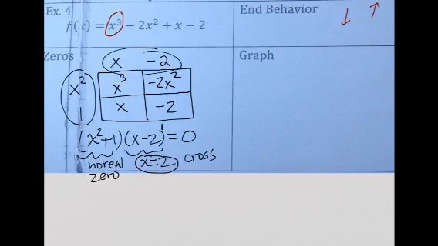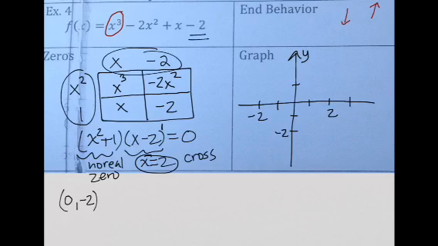Okay, so, and the y-intercept is 0, -2. Again, we get that because that's a constant right there. So we set up the x and y. Okay, so you plot the points that you have, 0, -2, and then 2, 0.